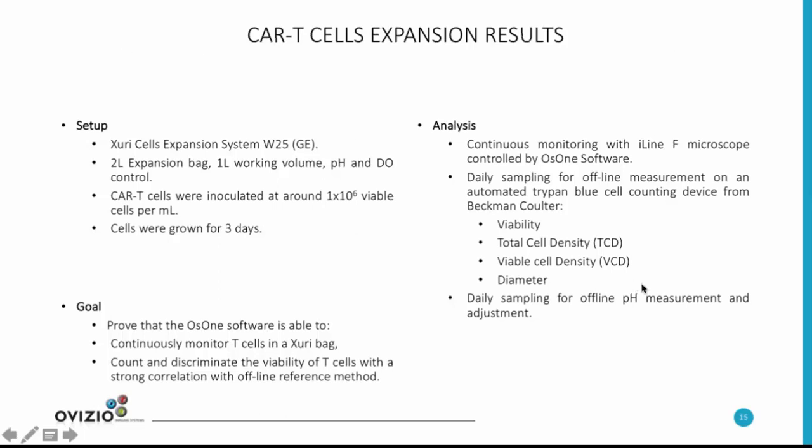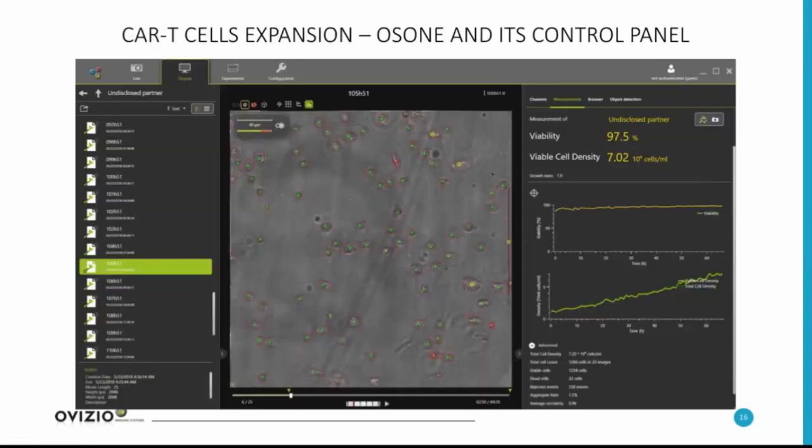If we look at what the analysis points were, there was the continuous monitoring with the ILINE F microscope controlled by the software. Daily sampling was also done for the offline measurement on an automated Trypan Blue cell counting device from Beckman Coulter. So we were comparing viability, total cell density, viable cell density, and the diameter of the cells. And then, of course, there was a daily sampling for the offline pH measurement and adjustment.